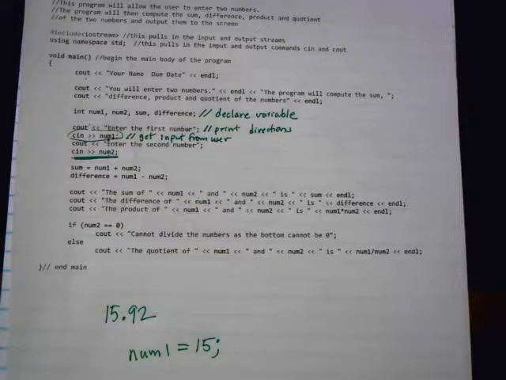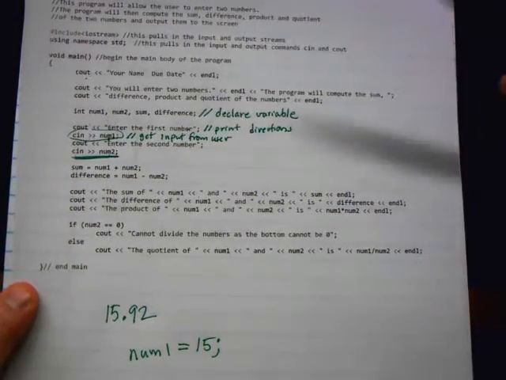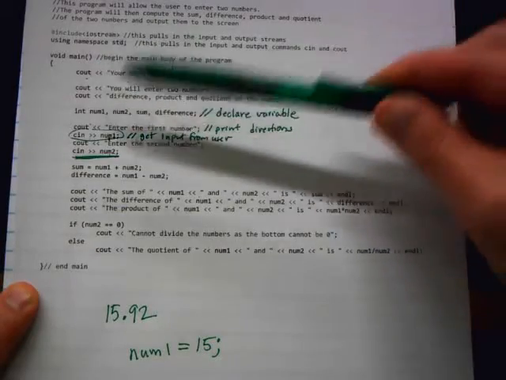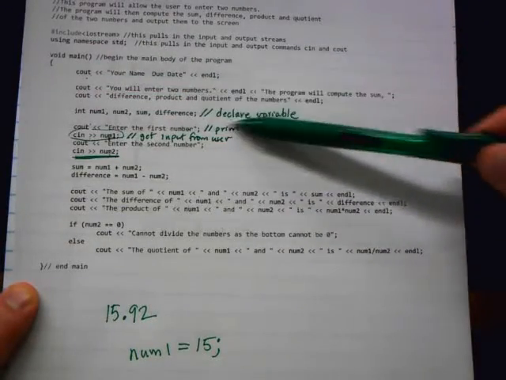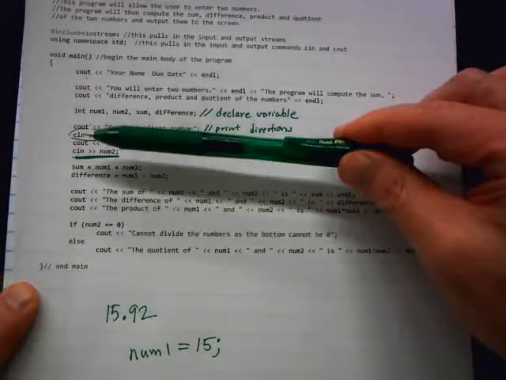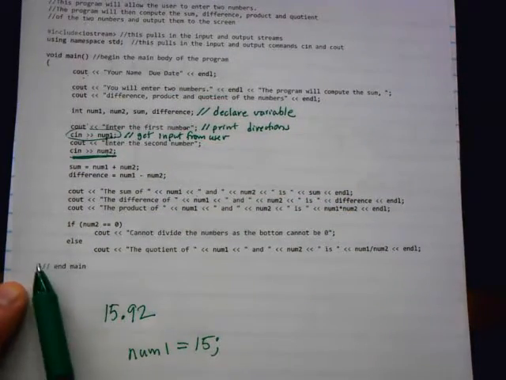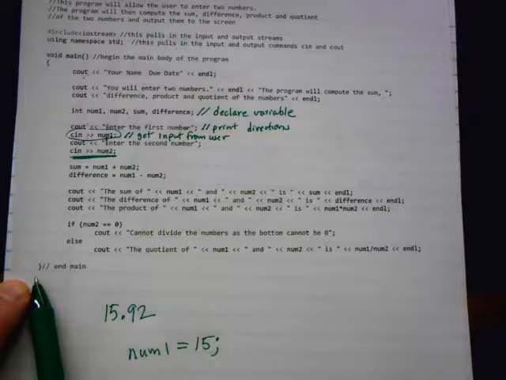All right, now so we started our documentation, called our headers, did our void main, we gave directions, we created our variables, and then after that will be your main coding. And then down at the end, you'll have this curly bracket, and that's where your program stops.